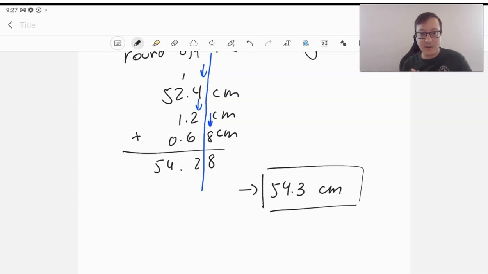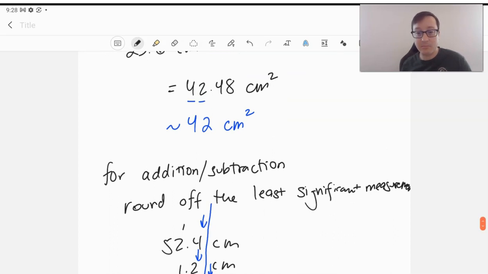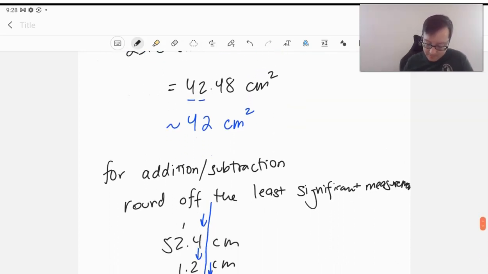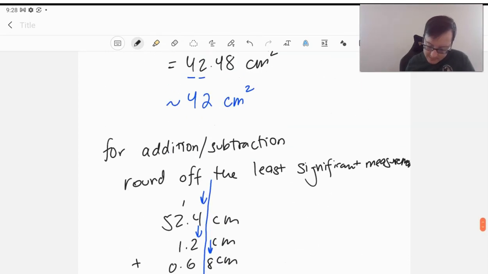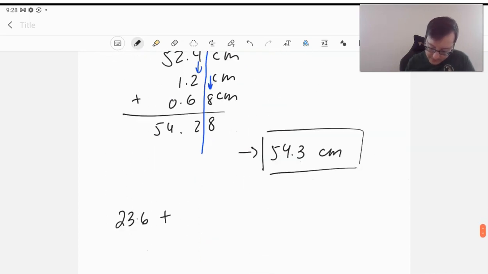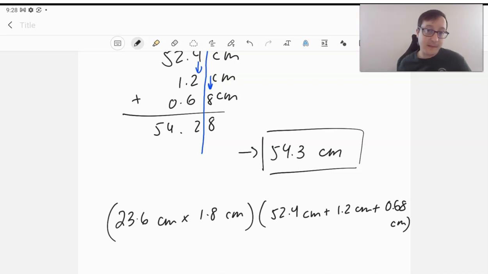So if we're going to take the 54.3 and the 42 centimeters from before and do something with them, let's put them all together. So 23.6 plus times 1.8 centimeters. And then let's say we're going to multiply it by 52.4 cm plus 1.2 cm plus 0.68 cm. So we need to do our parentheses parts first, right? That's the order of operations.